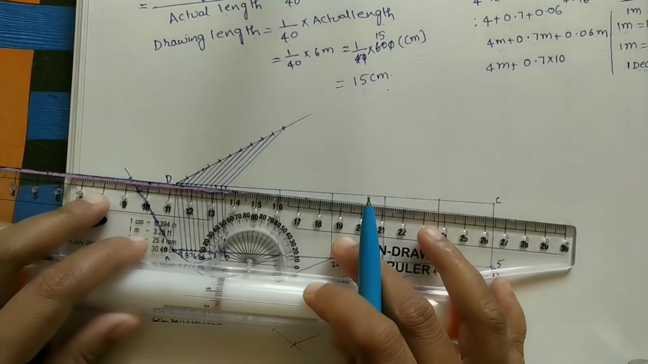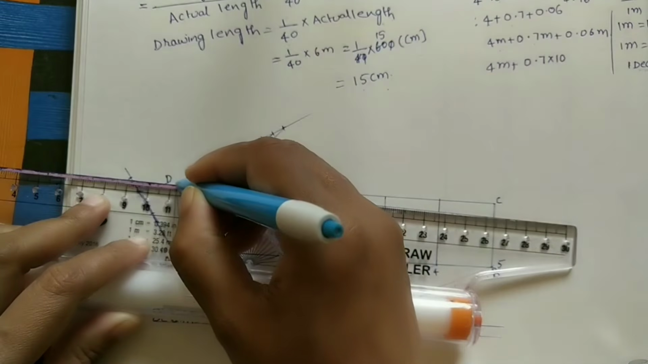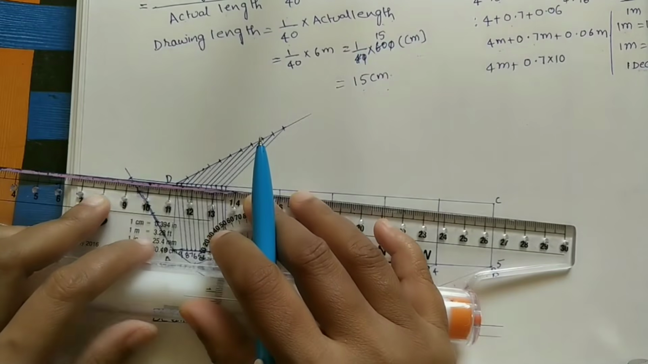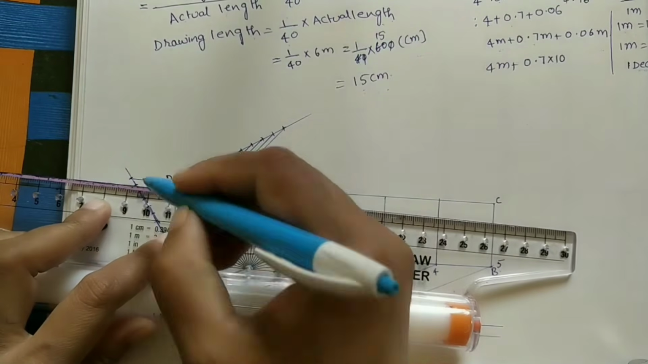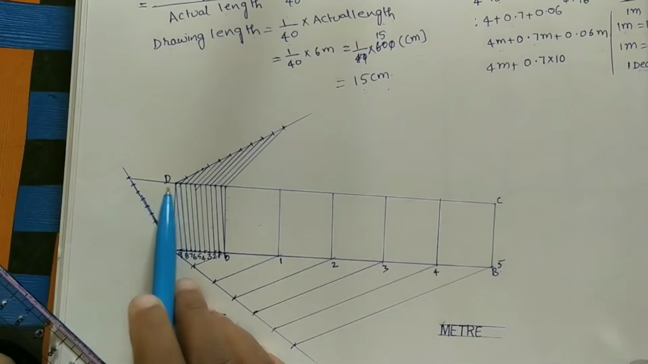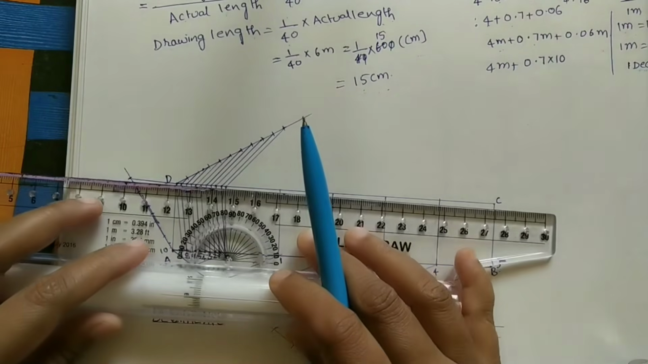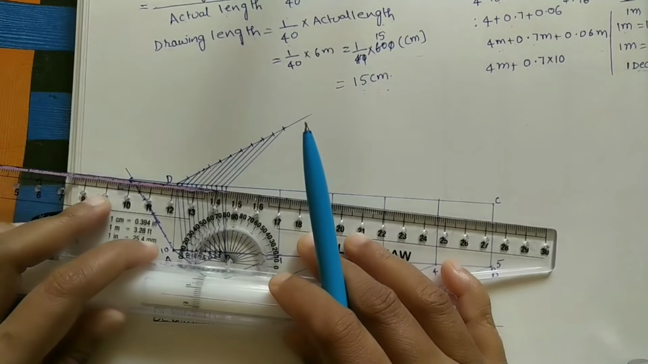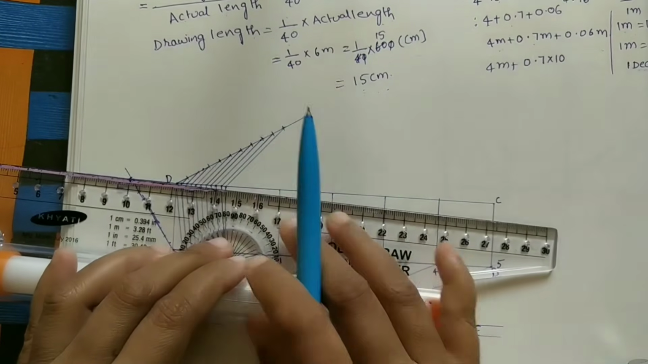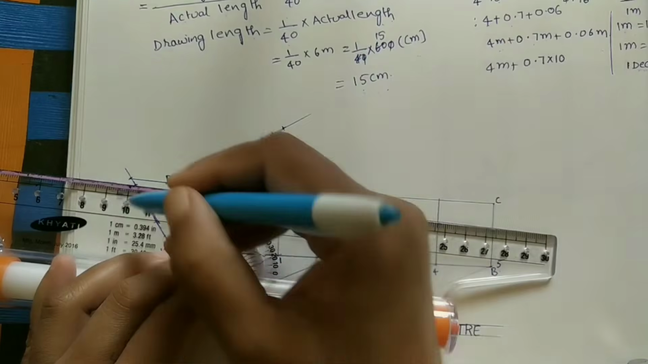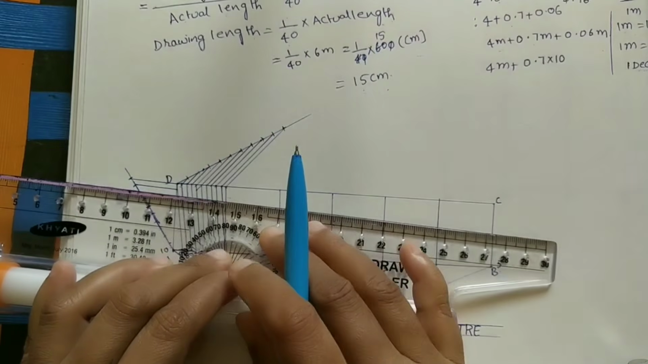Do all the lines with pencil in the sheet. Okay, don't do with pen or sketch pen. Just for a clear view in the camera, I am doing with pen. Okay, here after getting this line, do the lines at all these points parallel to this line. So keep the drafter scale here. Here I am using a roller scale. Move the scale downward, get the line here.